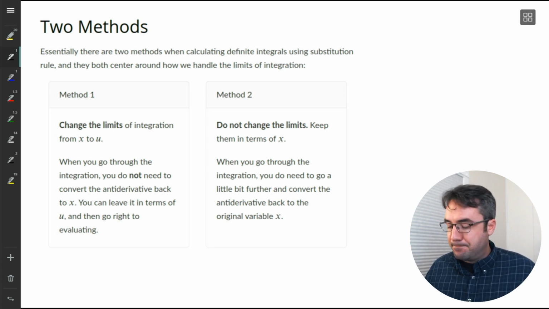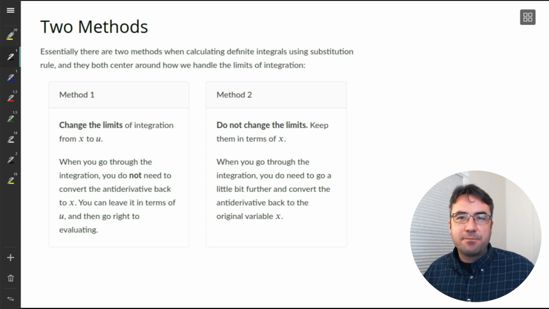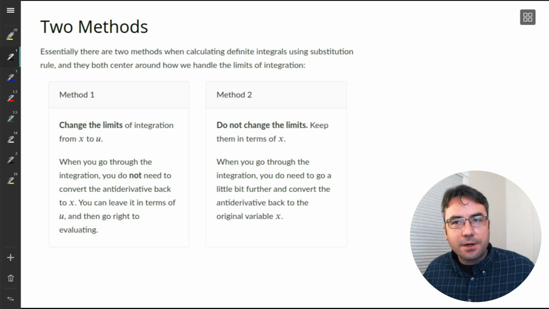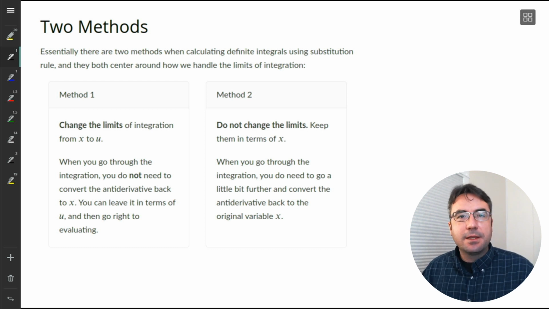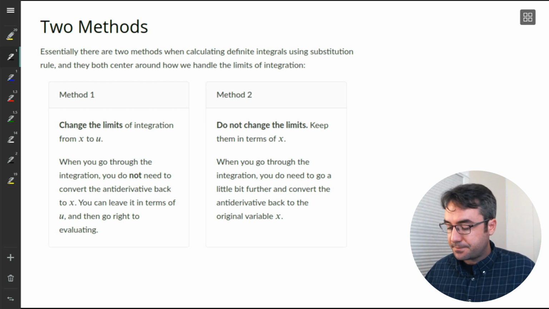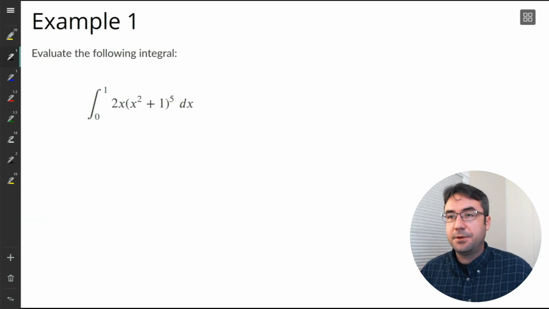So, whichever option you go with, perfectly fine. You'll end up with the same answer at the end. For the most part, that's about the same amount of work. Method 1 might be a little cleaner when you write it up, but either option is perfectly fine. So let's try an example, and we're going to do it using both methods to see what they look like.